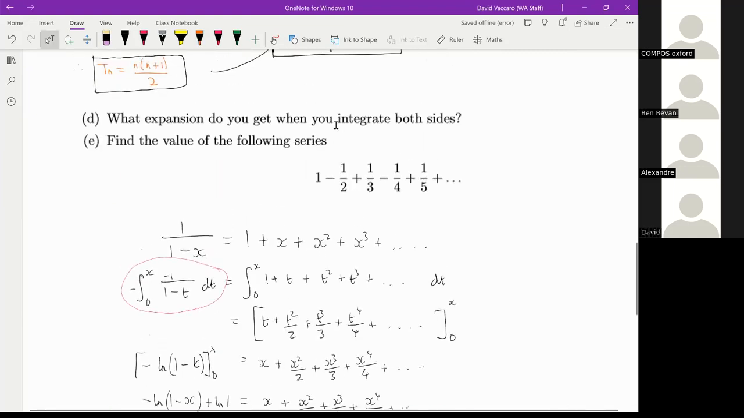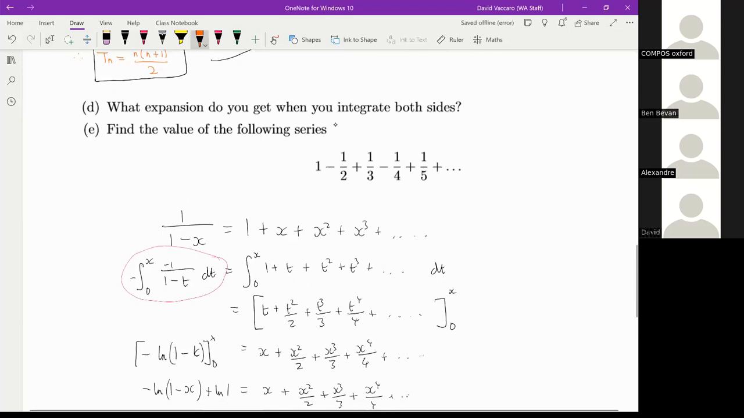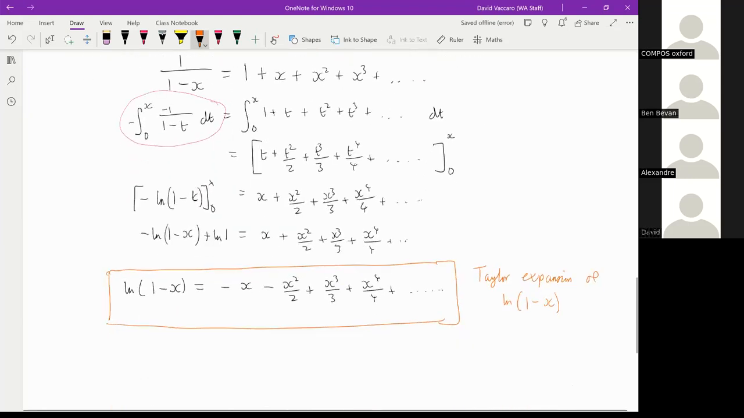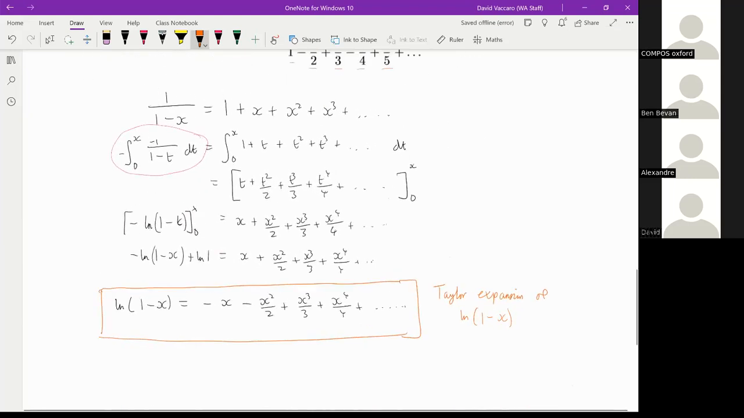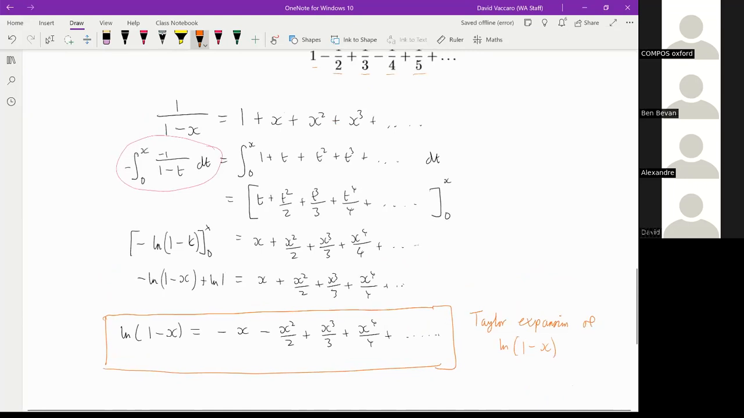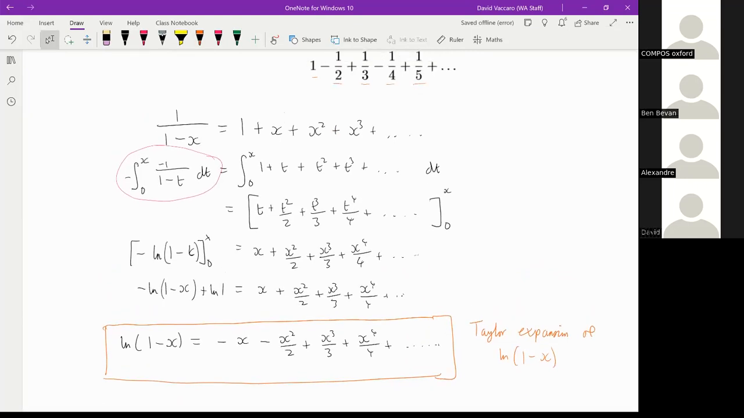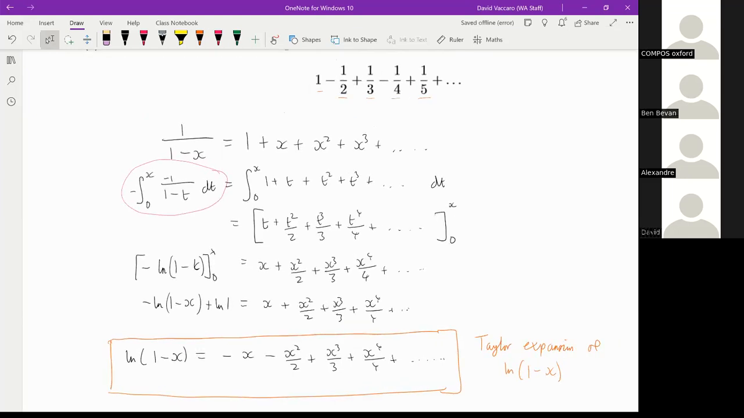And then let's look at the next question. Find the value of the following series: 1 minus a half plus a third minus a quarter plus a fifth. So this is one of these easy if you spot it.